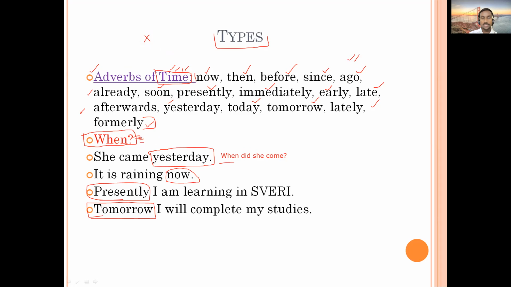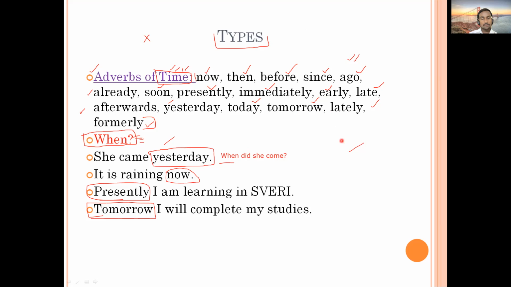The word that shows when an action happens is an adverb of time. And here you can see some of the words. There are many, you can find more. You can make some sentences from these words also. Okay. Any doubts, any questions about adverbs of time?